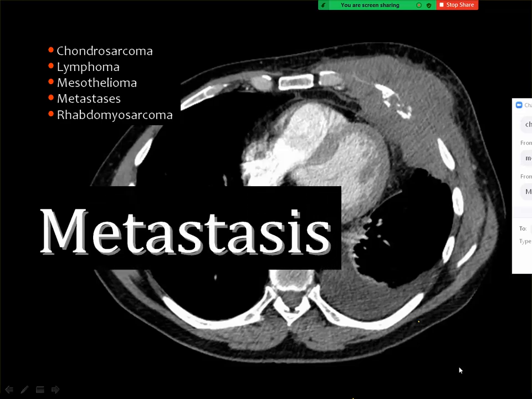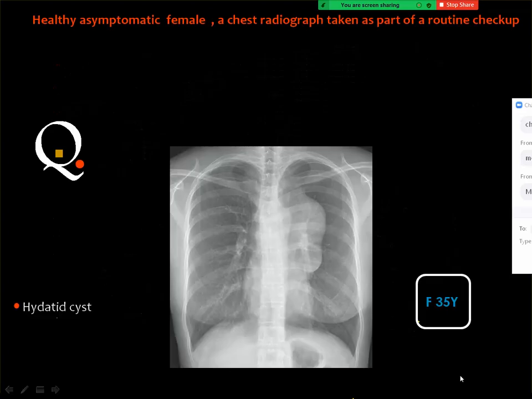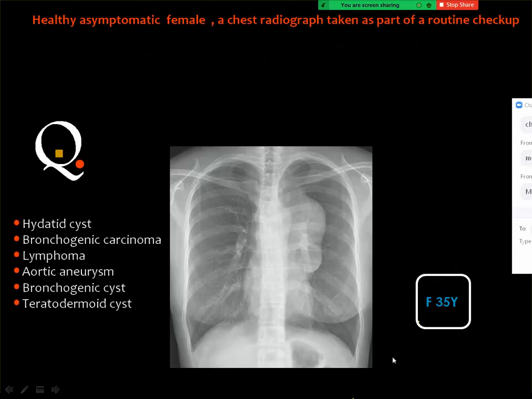Then the association of pleural effusion can fit for all these possibilities. This is not mesothelioma, and it is not chondrosarcoma, as the lesion does not contain matrix calcification, and this is just destruction of the rib. And the first possibility should be metastasis.